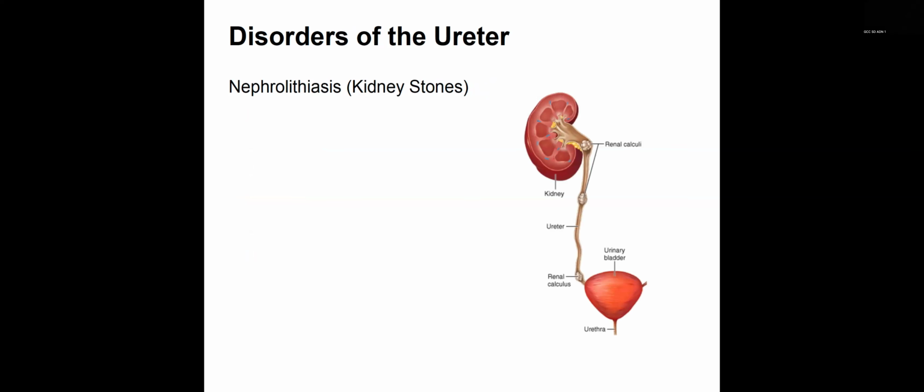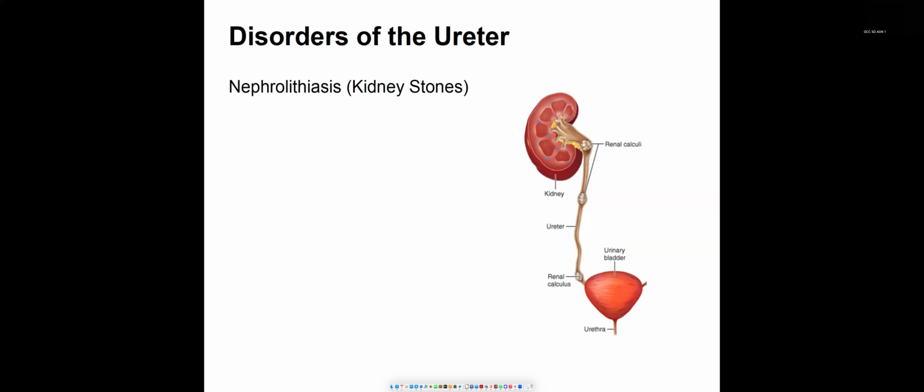Let's look at disorders of the ureter. Nephrolithiasis, kidney stones. This is the presence of these calculi, which begin in the pelvis of the kidney as a tiny grain of undissolved material, often referred to as calcium oxalates. As urine flows out of the kidney, this material is left behind.